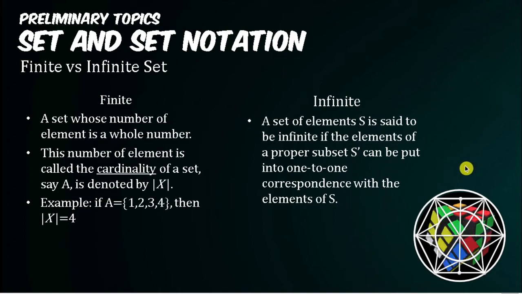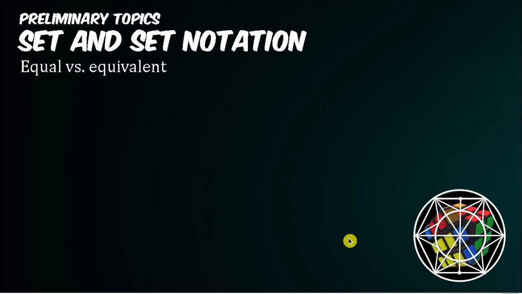Infinite set, medyo highfalutin yung definition, but we can actually understand this one. A set of elements of S is said to be infinite if the elements of a proper subset S prime. So what is S prime? This is a proper subset. We haven't discussed yet the definition of a subset, but I'm sure now you know what a subset is. So S prime is a subset of S, and that subset can be put into one-to-one correspondence with the elements of S. Ano ba ibig sabihin ng one-to-one correspondence? We can actually match lahat ng elements sa S. Meron silang pair, no? Pairing sa S prime. And remember that S prime is a proper subset of S. Let us try to illustrate that one by looking at some examples.